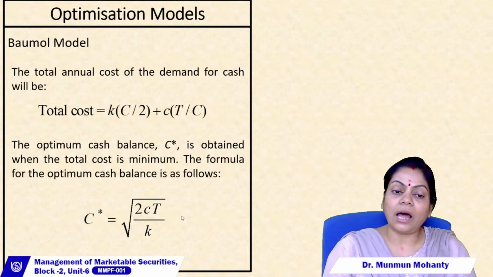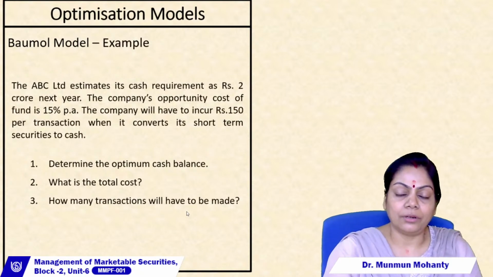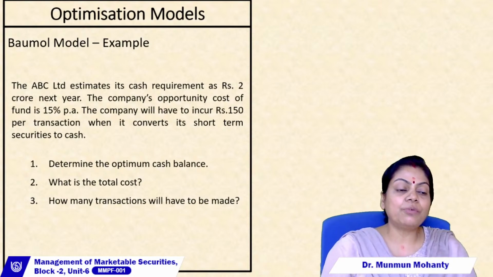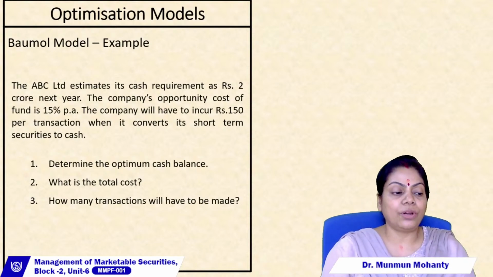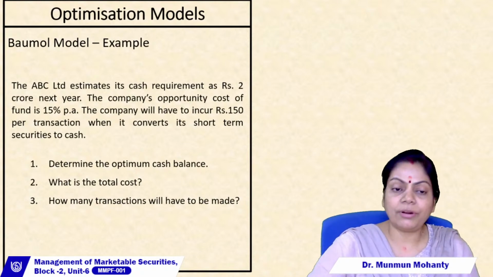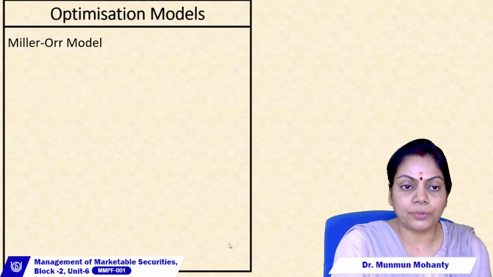Now, armed with this formula, let us see with an example how it works out. Suppose we have estimated that the cash requirement of a particular firm is 2 crore next year. Now, the company's opportunity cost of funds. Let me just write down what is the data available here for our purpose.